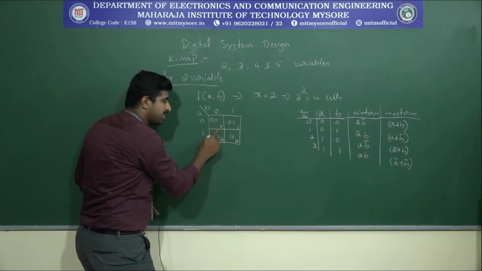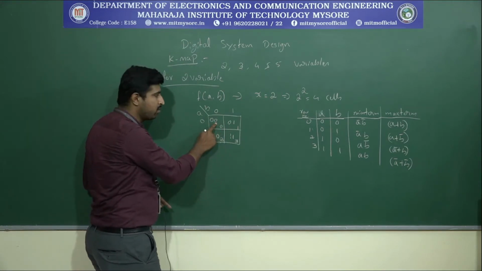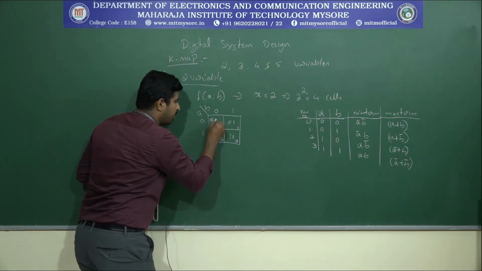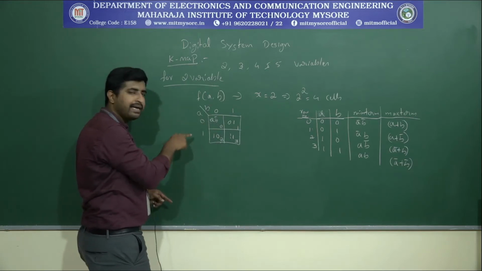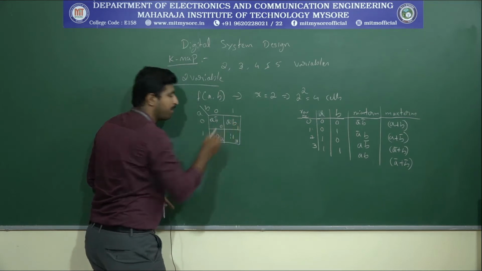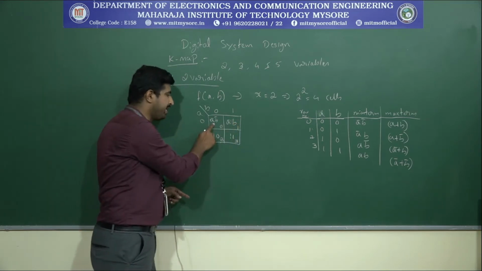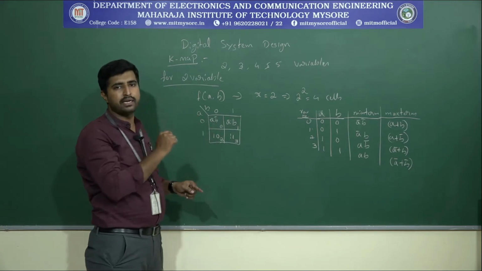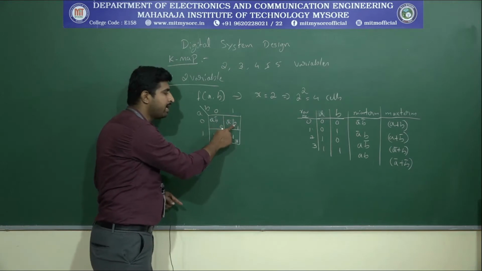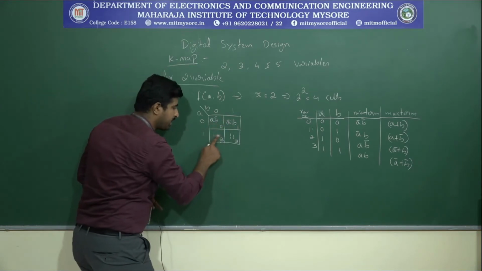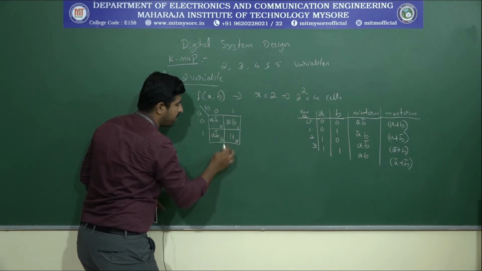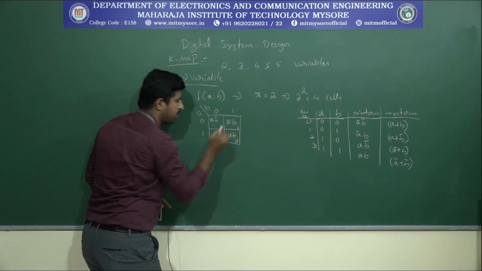Similarly, the individual cells of the K map will be equal to the min terms. That means this will be equal to A bar B bar if I take min terms. Then similarly this will be equal to A bar B. So the 0 cell has the min term A bar B bar, and the first cell has the min term A bar B. And similarly this is A B bar, and this is A B.